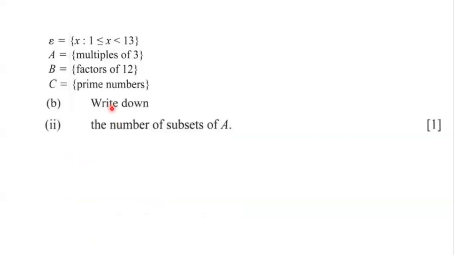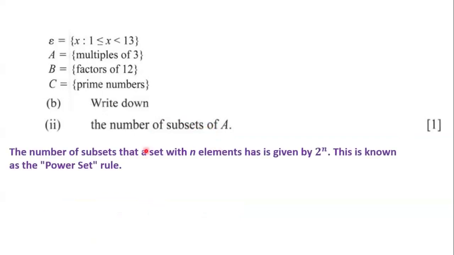Next, we have to write down the number of subsets of A. In order to do this, we have to use this rule. The rule states that the number of subsets that a set with n elements has is given by 2 to the power of n. This is known as the power set rule. So if we have a set that has n elements, the number of subsets it will have would be 2 to the power of n.